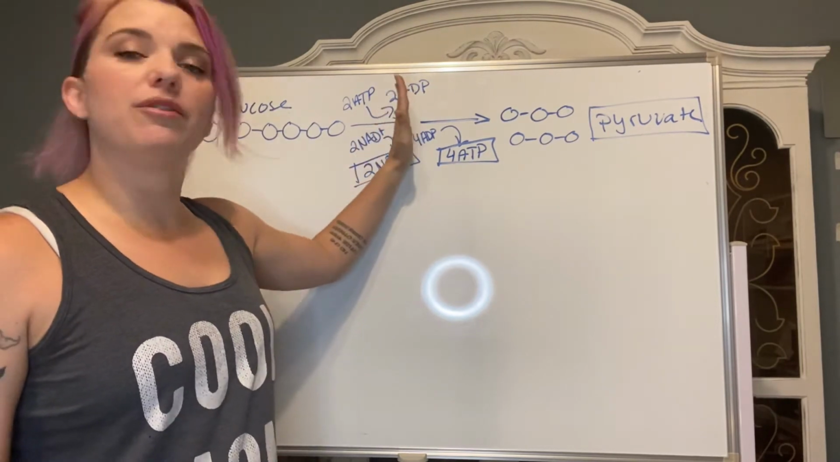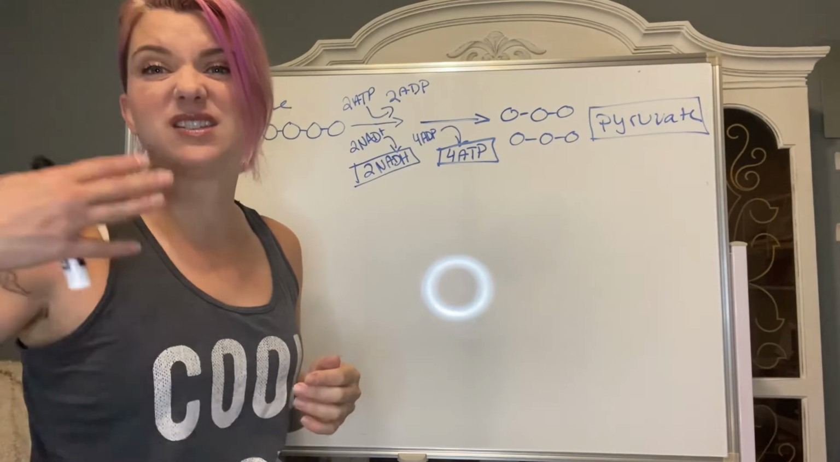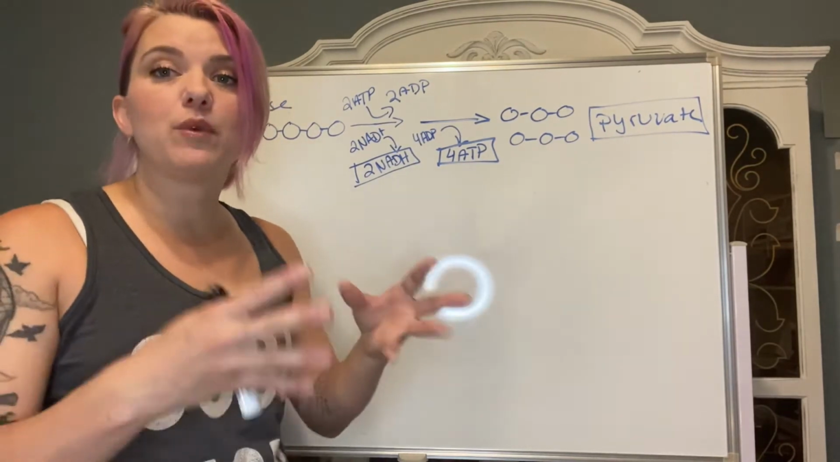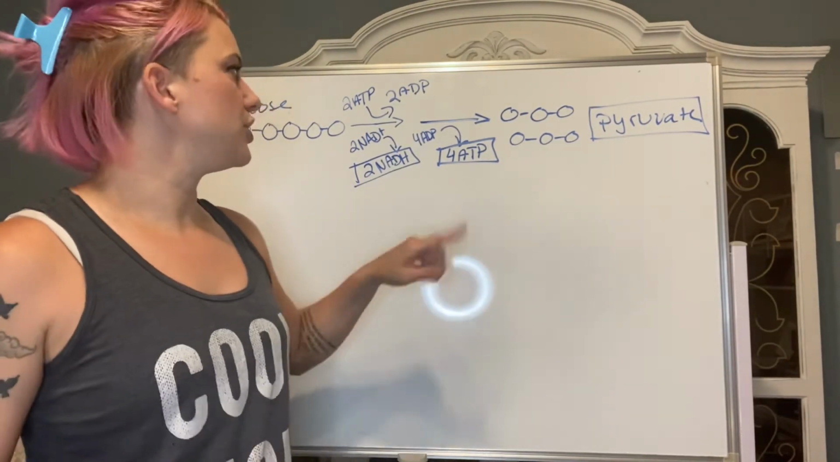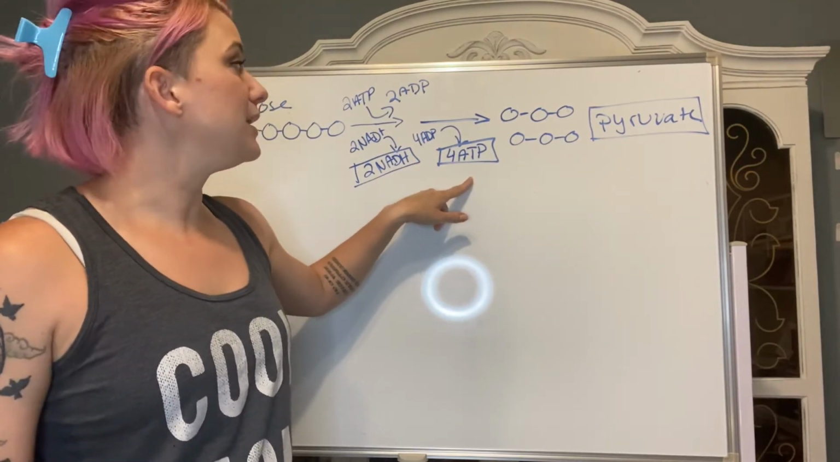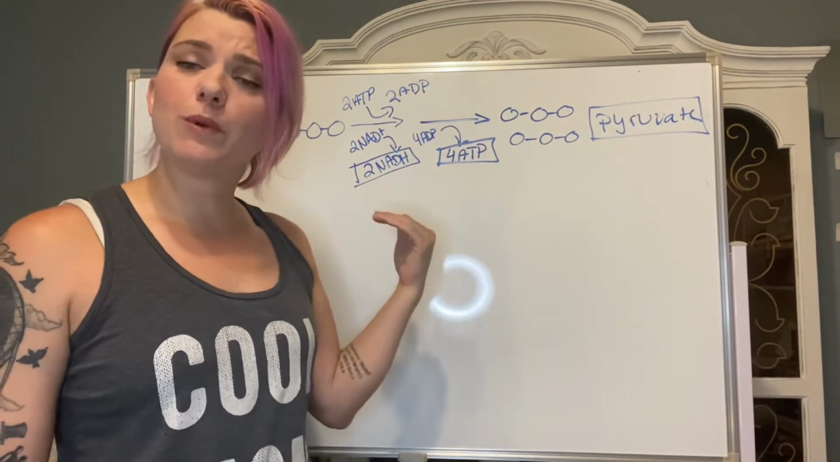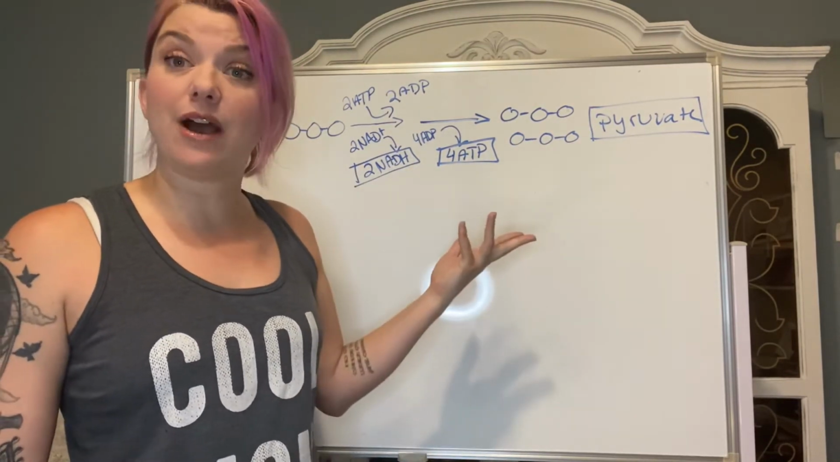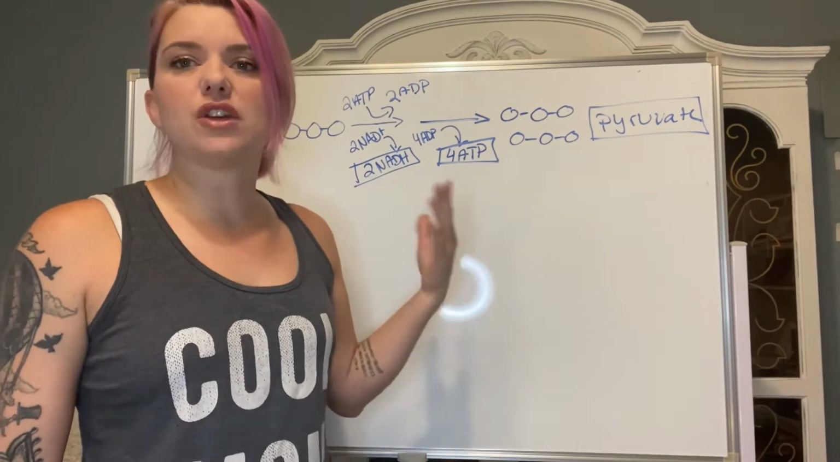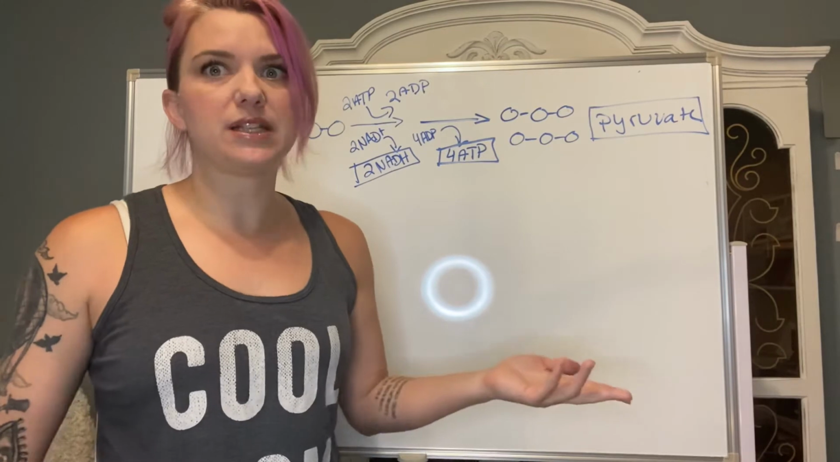So this is our energy investment phase, where we have put in 2 ATPs to get this process going. Then we have our energy harvest phase, and our energy harvest phase takes 4 ADPs and we get out 4 ATPs and 2 molecules of pyruvate. So overall, we've spent 2 ATPs, but we got out 4 ATPs. So our net that we have made is 2 ATPs, which isn't a lot, but it's better than nothing.